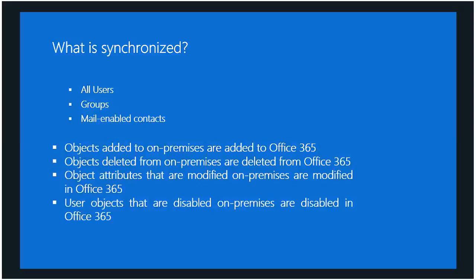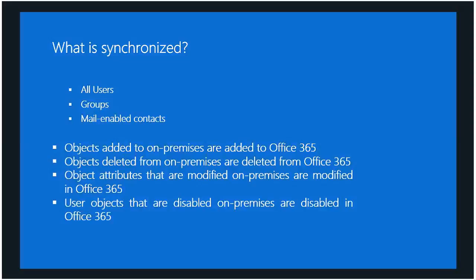In the same way, if you change an attribute for a user, maybe the user changes department or role or something like that, then this change would also be synchronized to Office 365. And of course, if you disable user objects on premises, these user objects would also be disabled in Office 365.